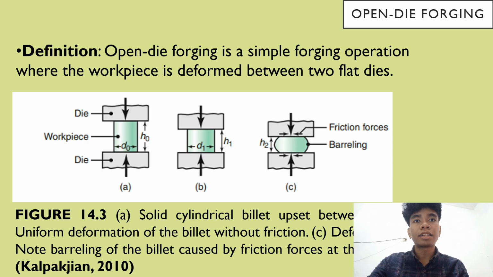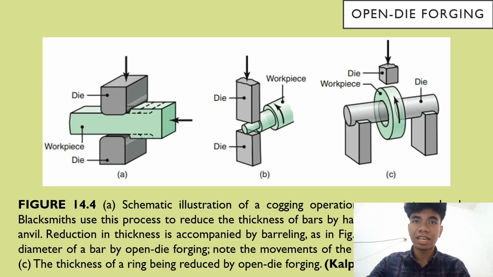Next is the open die forging. This slide compares casting, machining, and forging. Forging offers better grain flow because the structure follows the part shape, and this grain orientation improves strength, fatigue resistance, and overall reliability. Open die forging is a simple forging operation where the workpiece is deformed between two flat dies.